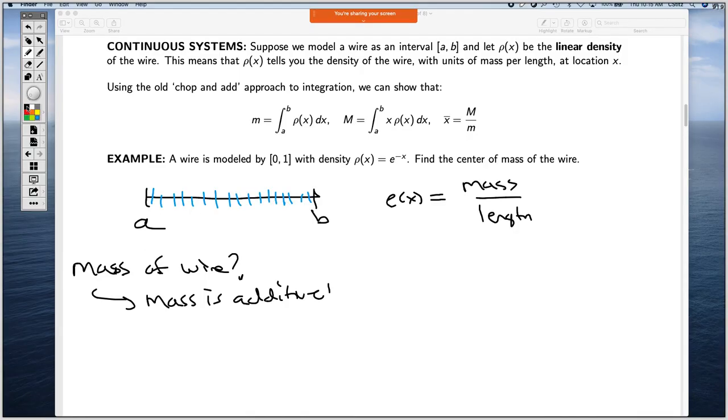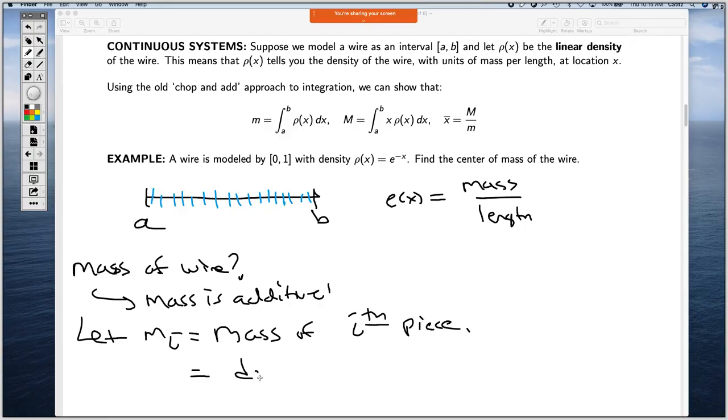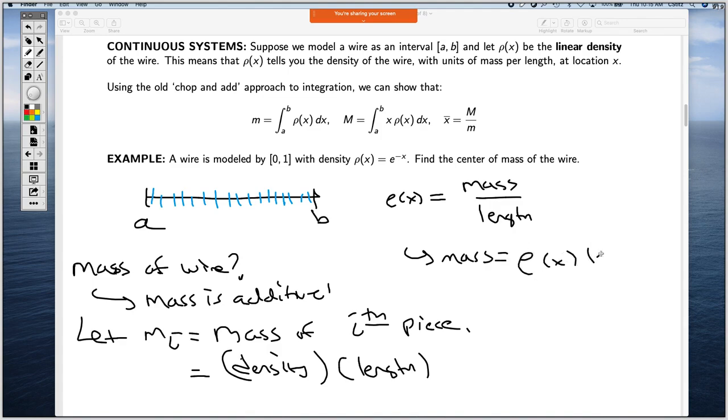And let's look at the mass of the ith piece. So let m sub i be the mass of the ith piece. The way I get the mass of the ith piece is I'd have to take the density times the length. All right, so just rearranging this formula here: density times the length.